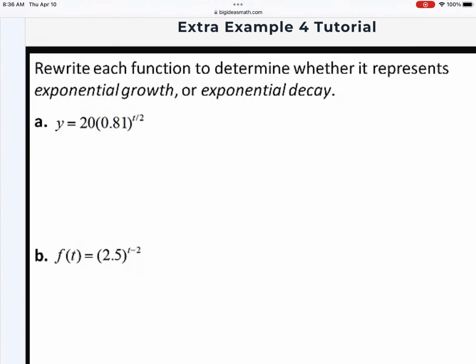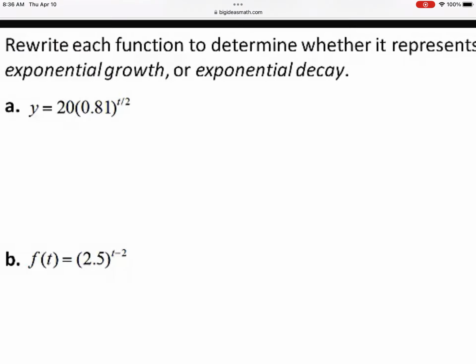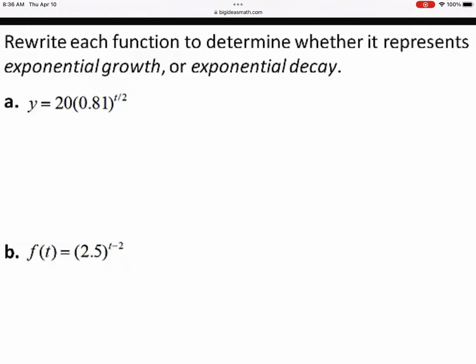Rewrite each function to determine whether it represents exponential growth or exponential decay. Part A. y equals 20 times 81/100 to the t divided by 2 power. First write the function. Next, use the power of a power property to rewrite the function as y equals 20 times 81/100 to the 1/2 power to the tth power.